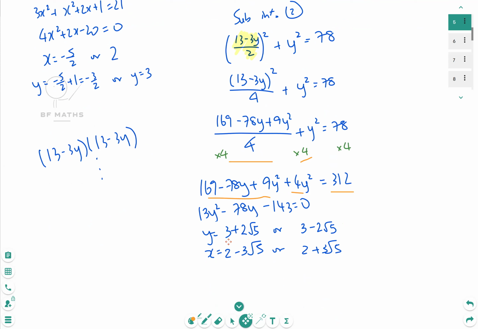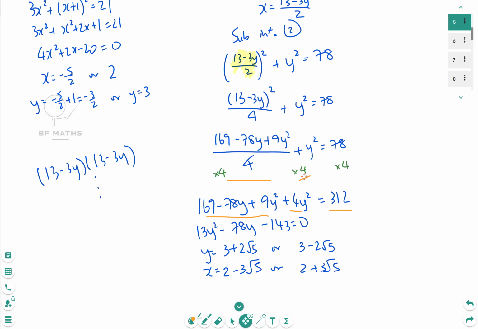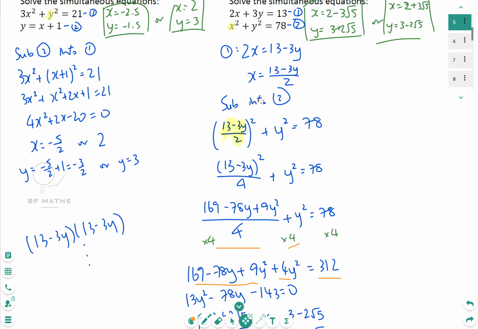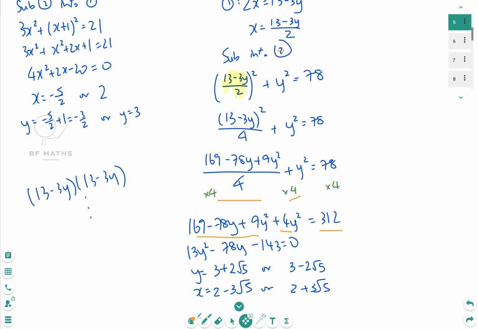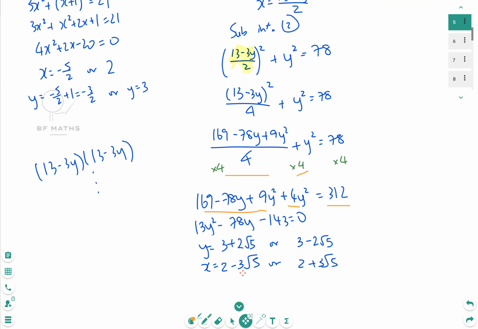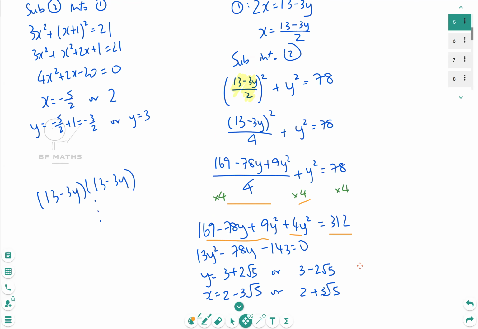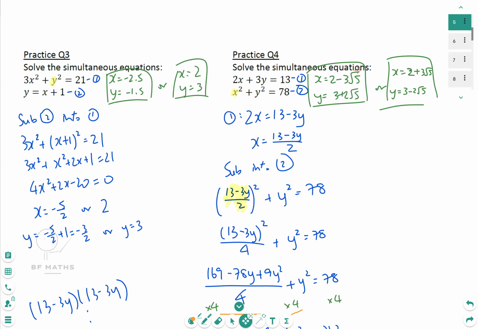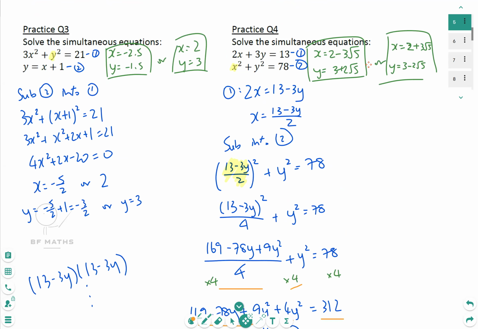The calculator should give you 3 plus and minus 2 root 5. I write them out as 2 answers because having plus and minus doesn't really help us in here. So write 3 plus 2 root 5, 3 minus 2 root 5. Then to find the x value, I can substitute into here. So x equals, put as a fraction, 13 minus 3y over 2, and 13 minus 3y over 2. You get these answers. Then I pair them up correctly and write my answer as a coordinate, maybe. Right, and that's the end of the lesson for you.